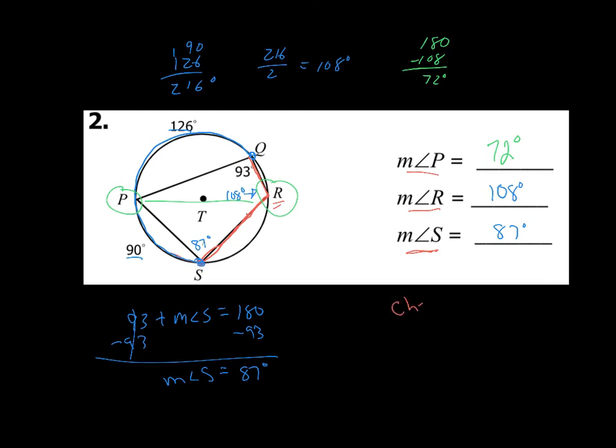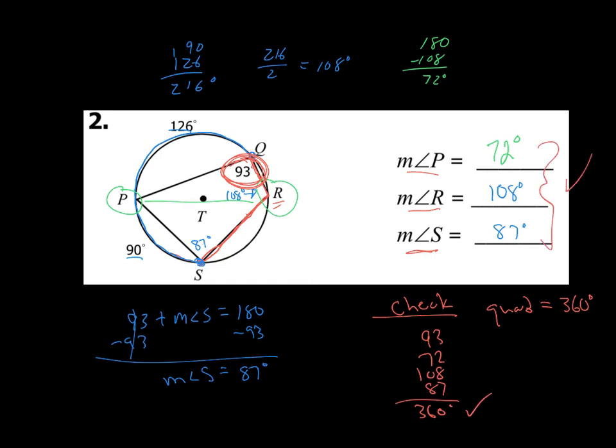The last little way I could check this is I know that it's a quadrilateral, and I know that the sum of the interior angles should add up to be 360 degrees. So taking my 93 here that I was given, and then the other three, I said it was 72, 108, and 87. I add those all up. I do get it's 360 degrees, check. So I know that these are all set. Looks good to me.